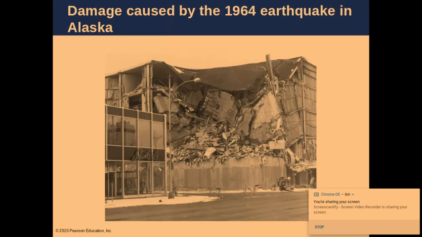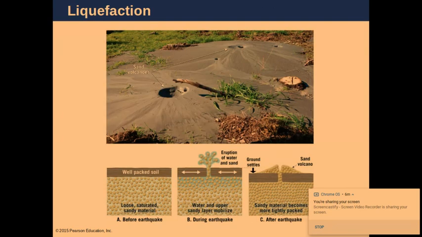This is just a picture of some earthquake damage from a big earthquake in 1964 in Alaska. This is what liquefaction looks like. Once again, the video of Japan's Killer Quake also goes through this.